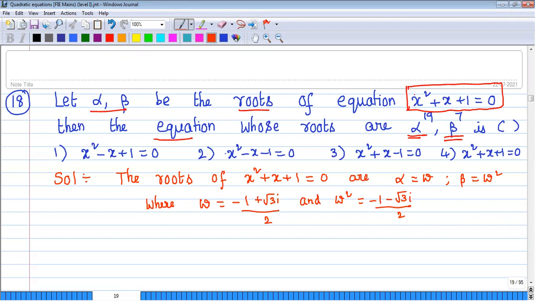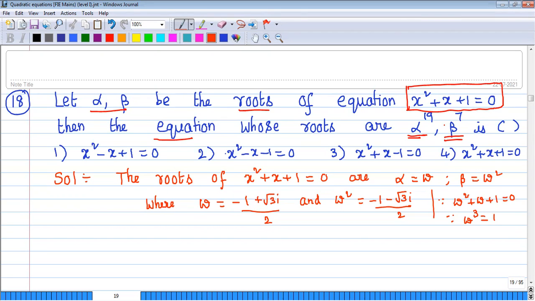Since omega is the root of this one, if you substitute omega, you get this condition: omega square plus omega plus 1 is equal to 0. So that means the sum of the cube roots of unity is 0 and the product of the roots, omega into omega square, that is omega cube, will be 1. Using these facts, we can now find the quadratic equation whose roots are alpha to the power of 19 and beta to the power of 7. If you take alpha is equal to omega, this becomes omega to the power of 19, whereas beta is equal to omega square, this becomes omega to the power of 14.